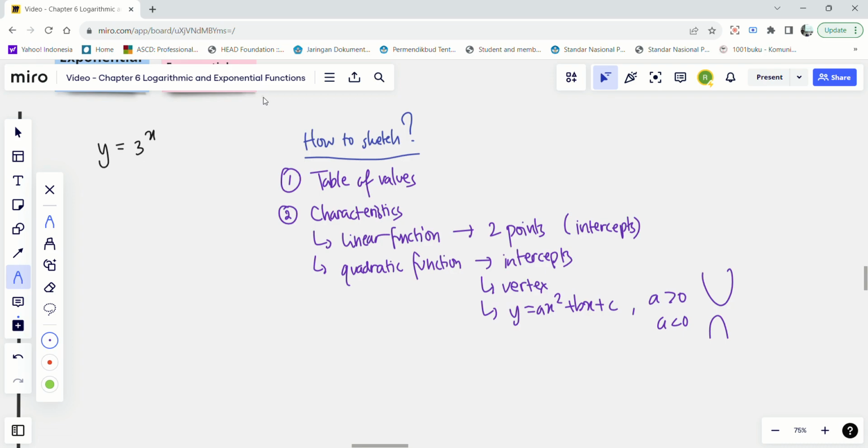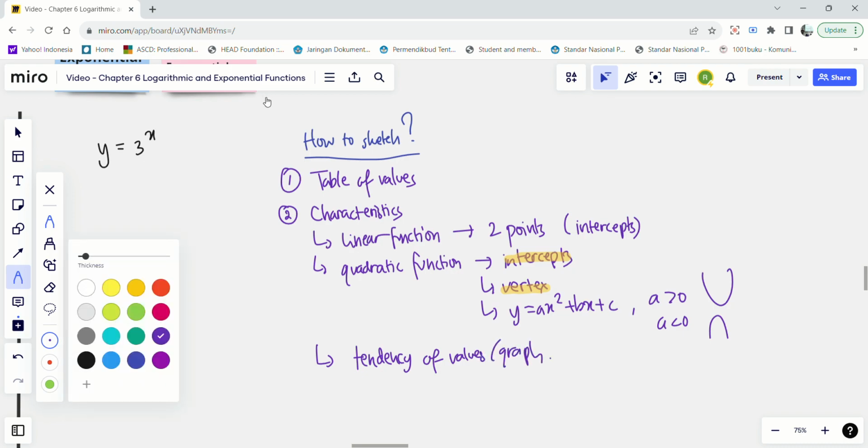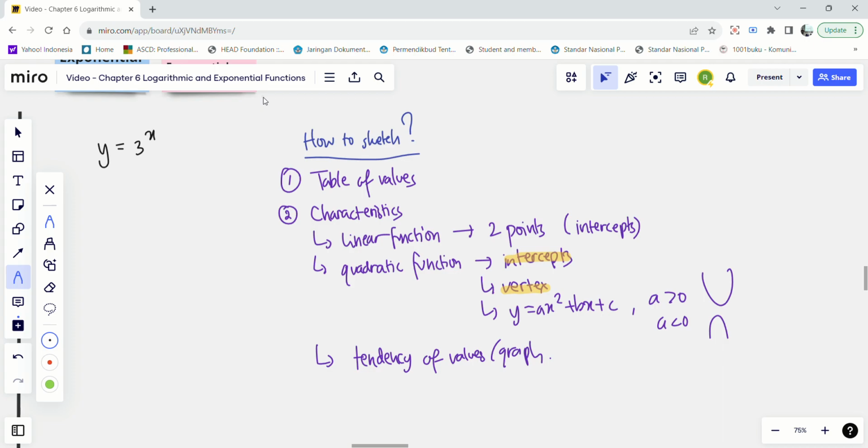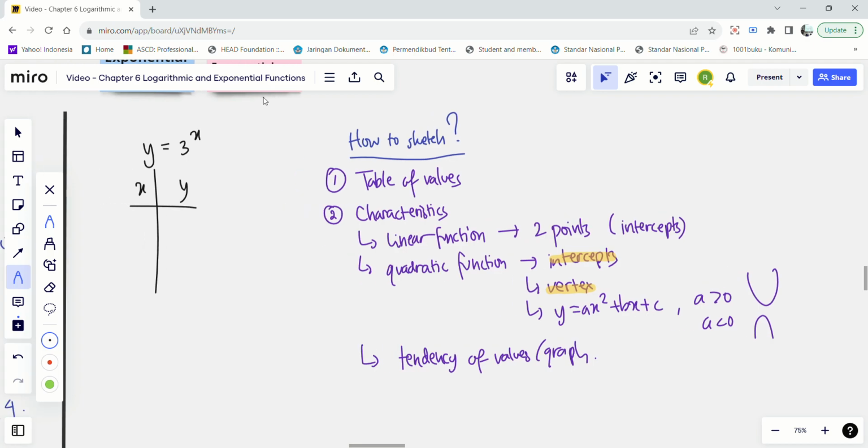So here I'll introduce you to the third characteristic that we can look for aside from intercepts, very common, and the vertex, if there is any. The third one is the tendency of the values or the graph, which I will introduce in this case. So when you're talking about y equals 3 raised to x, let's just use the table of values first because we've never touched on this typical function, right? 3 raised to x is simply exponentials. It's just powers. So let's go from 0, for example.